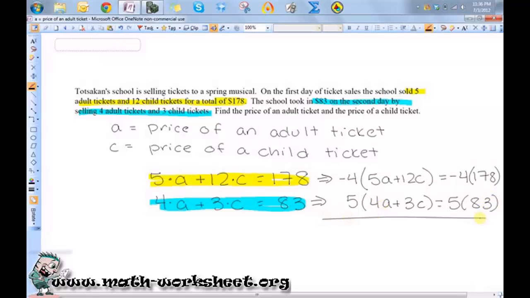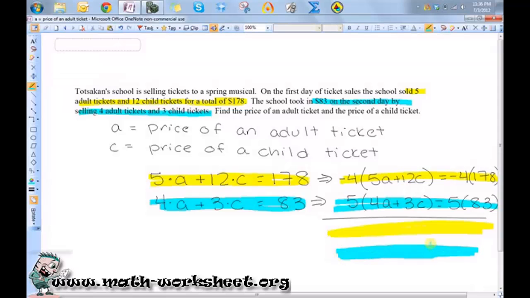Okay. So, what I want to do now, and let me do some color coding to make it a little easier to see what's going on. Okay, so I just want to distribute that -4 in the yellow equation, so that would be -20a minus 48c equals -712. And if I distribute the 5 here, I'll have 20a plus 15c equals 415.